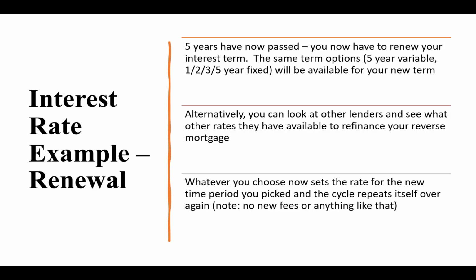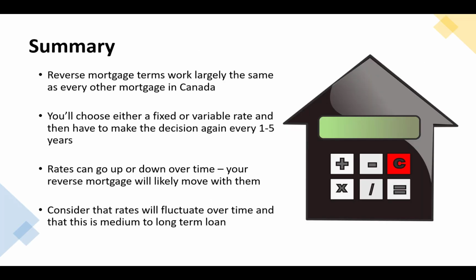So in summary, the reverse mortgage terms work largely the same as every other mortgage in Canada. And again, that's worth knowing here. It's a licensed mortgage product. There's nothing fancy going on here. You'll choose either a fixed or variable rate, and then you'll have to make that decision again every 1 to 5 years, depending on what term you chose for your rates, and that dictates how long it's locked in for.